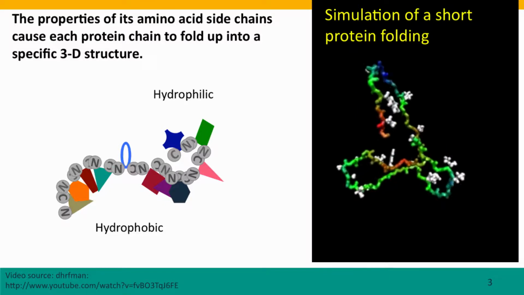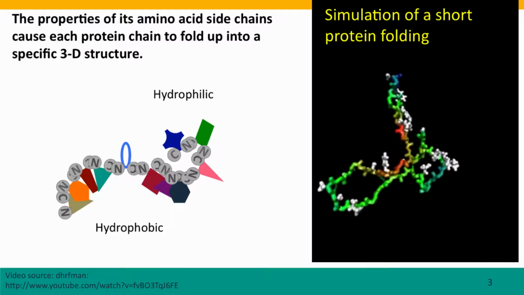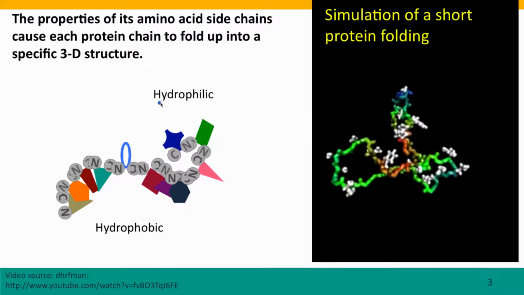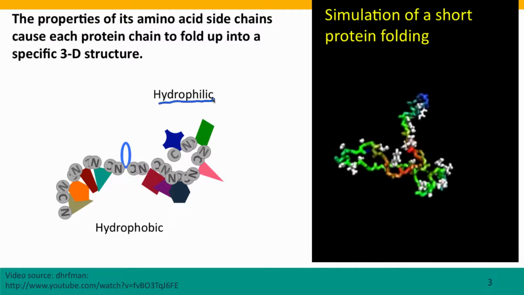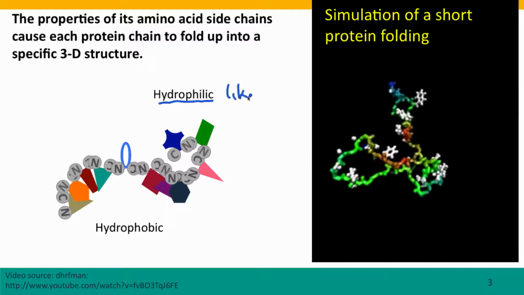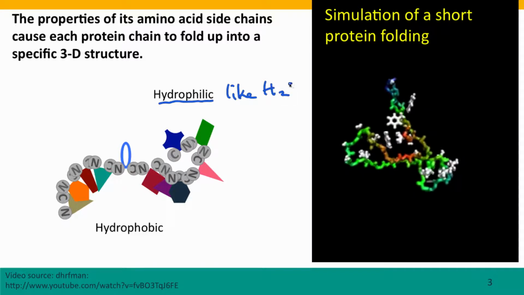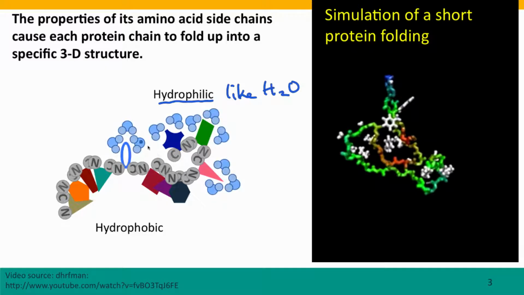2 points about what makes parts of the protein compatible. Some parts of the protein, some amino acid side chains, have the property of being hydrophilic. They like water. And this causes them to stay on the outside of the folded protein, where they can interact with the water molecules in the aqueous environment of the cell's cytoplasm.